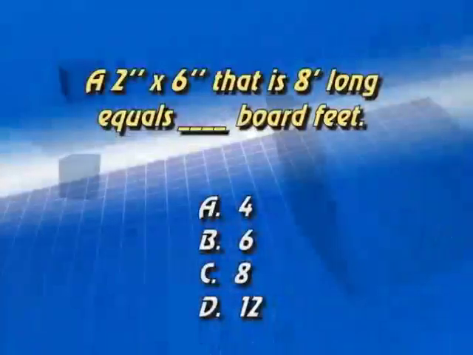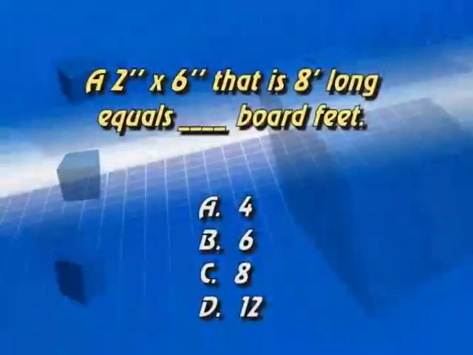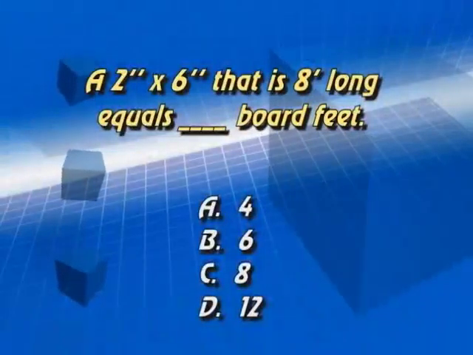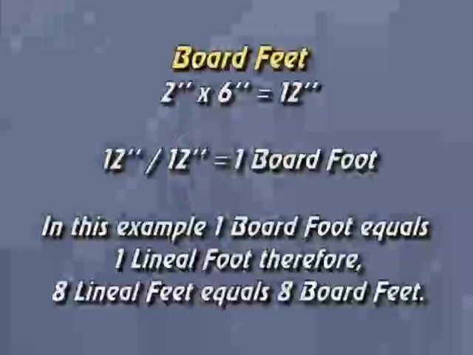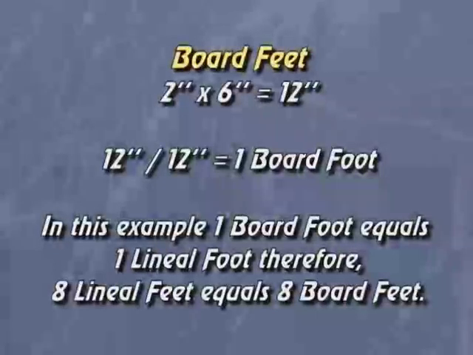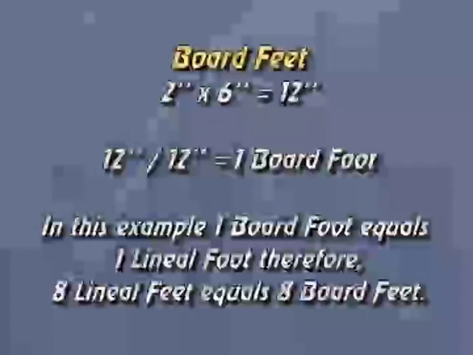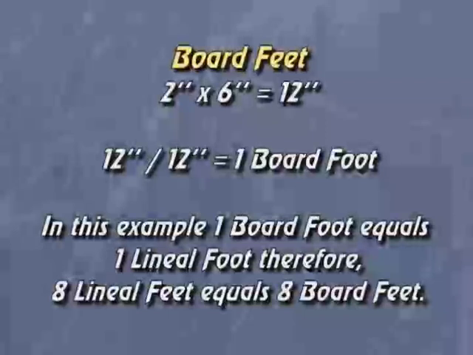Number 50. A 2x6 that is 8 feet long equals how many board feet? The answer is 8 board feet. How do you figure a board foot? Simple. You take the dimension of the piece, in this case, 2 inches by 6 inches, and you multiply the 2. You get 12 inches, and you divide that answer by 12 inches. In this case, on a 2x6, you have 1 board foot for each lineal foot. Since you have 8 lineal feet in this board, you have 8 board feet as well.